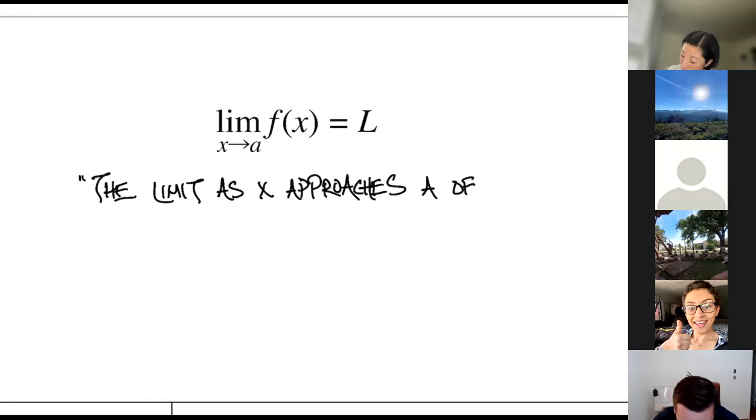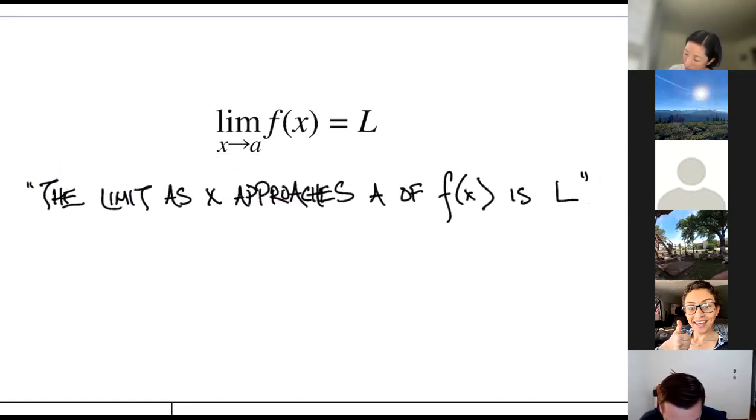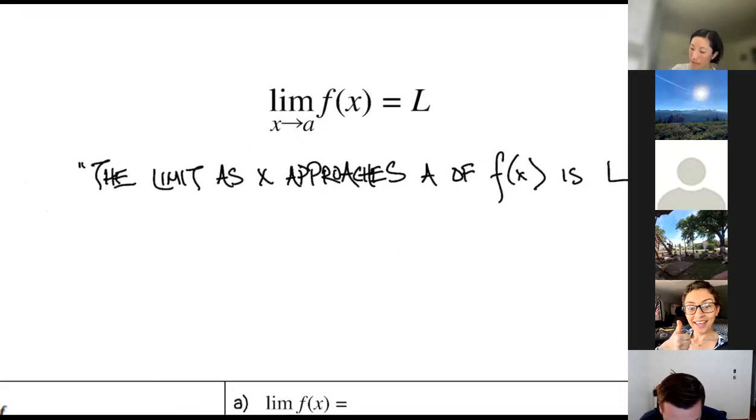Of f of x is capital L. So the limit as x approaches a of f of x is L. And so let's think about where all of these different parts come from.